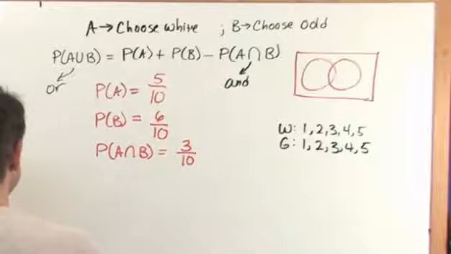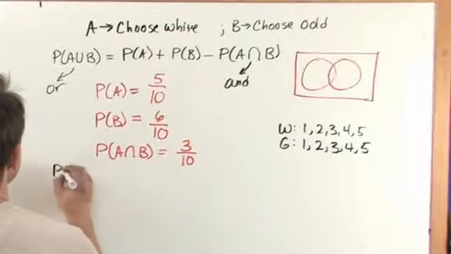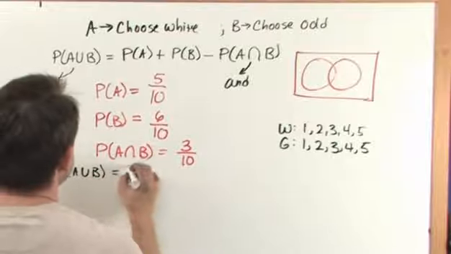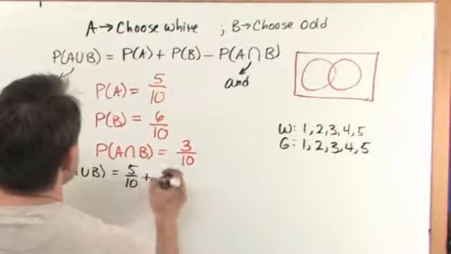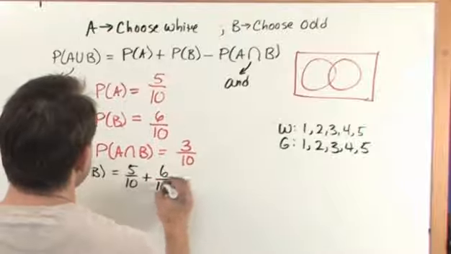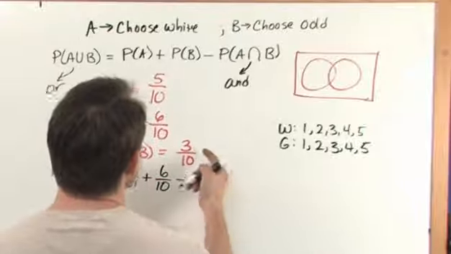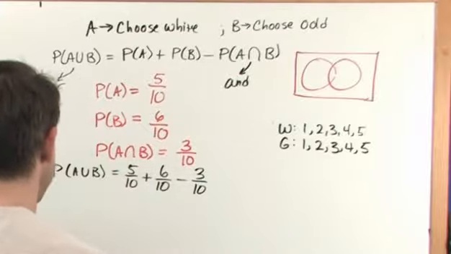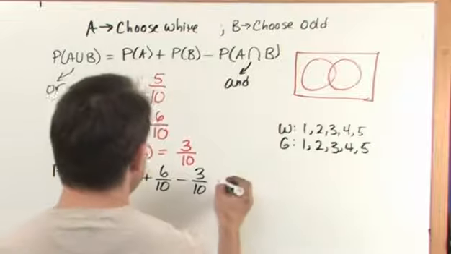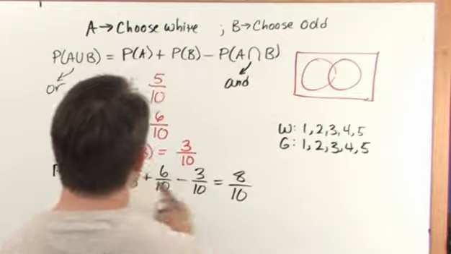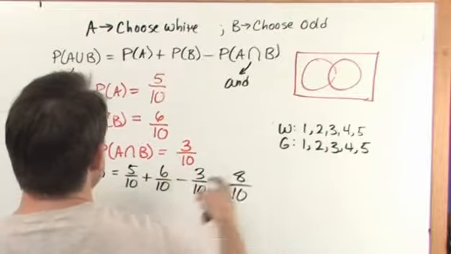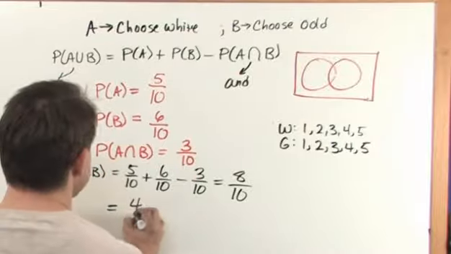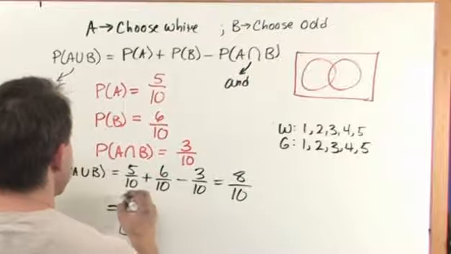Getting back to the roots here, the probability of A union with B is going to be the probability of A, 5/10, plus the probability of B, 6/10, minus the probability of both, 3/10. 5/10 plus 6/10 minus 3/10, and when you do this, you're going to get 8/10. 5 plus 6 is 11, minus 3 gives me 8, and you can simplify this. It comes out to 4/5 when you simplify that fraction.